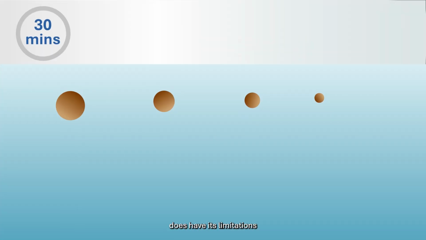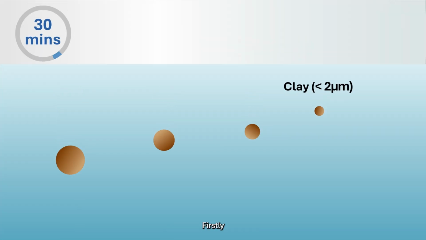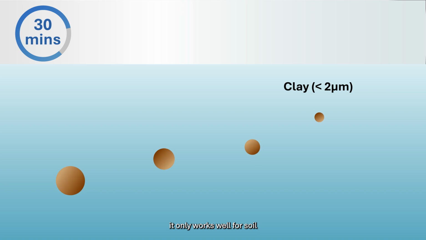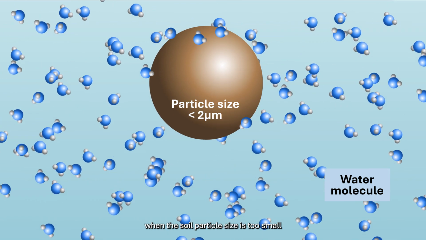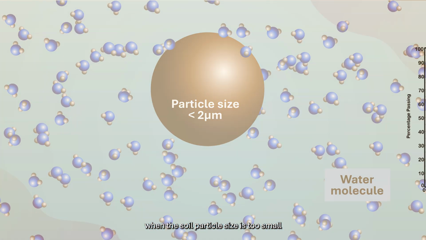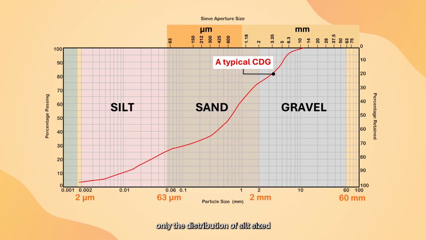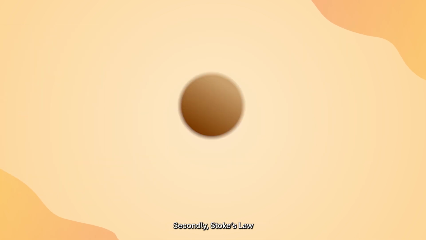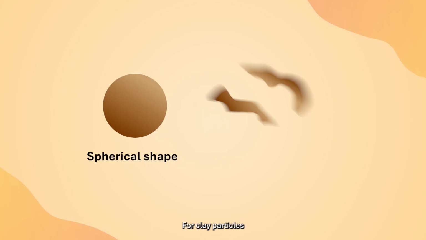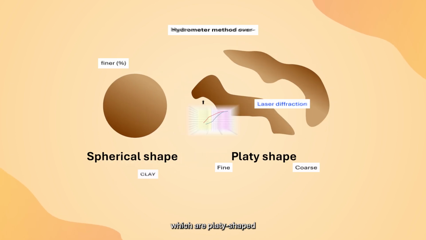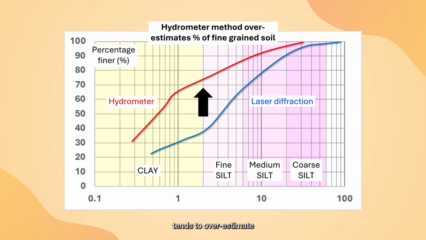However, Stokes' law does have its limitations. Firstly, it only works well for soil particles larger than clay size, which is about 2 microns. This is because Brownian motion dominates when the soil particle size is too small. Hence, only the distribution of silt-sized particles can be obtained by the sedimentation method. Secondly, Stokes' law assumes a spherical particle shape. For clay particles which are platy-shaped, the sedimentation method tends to overestimate the proportion of fine-grained soil.